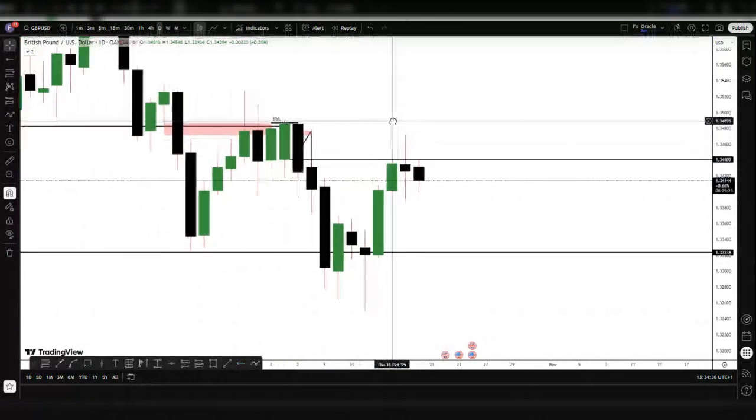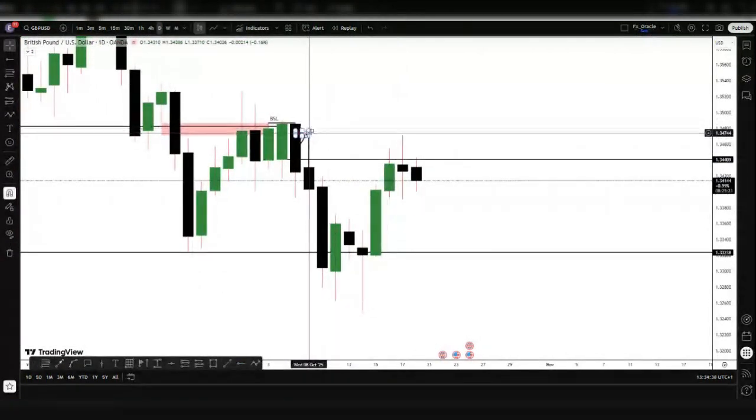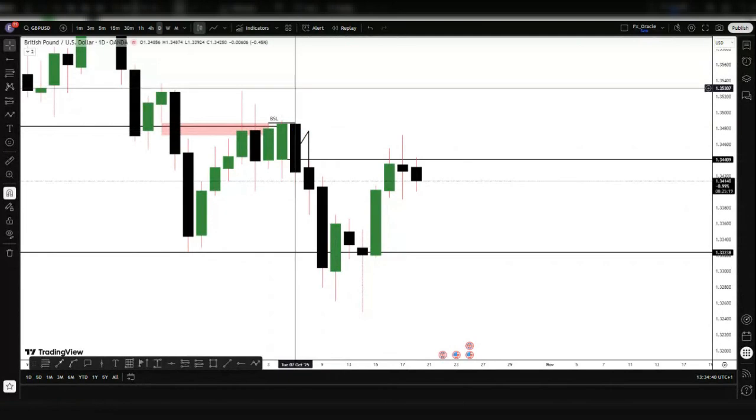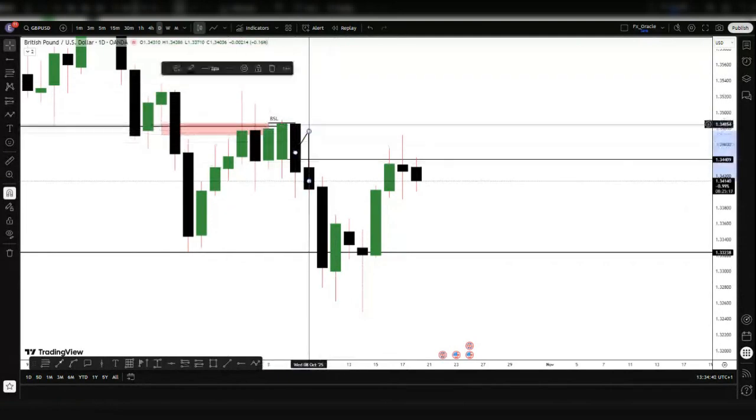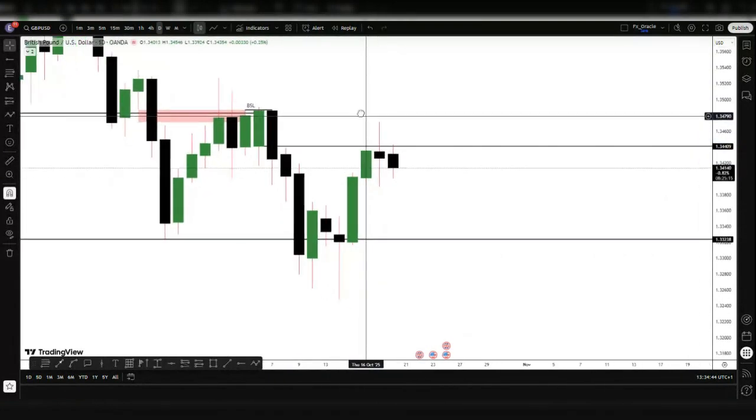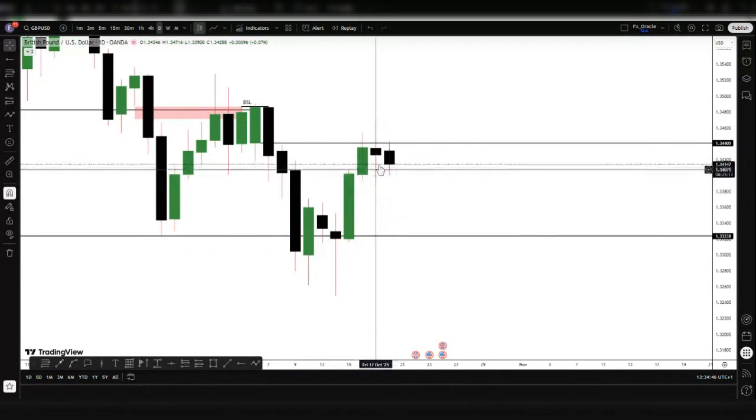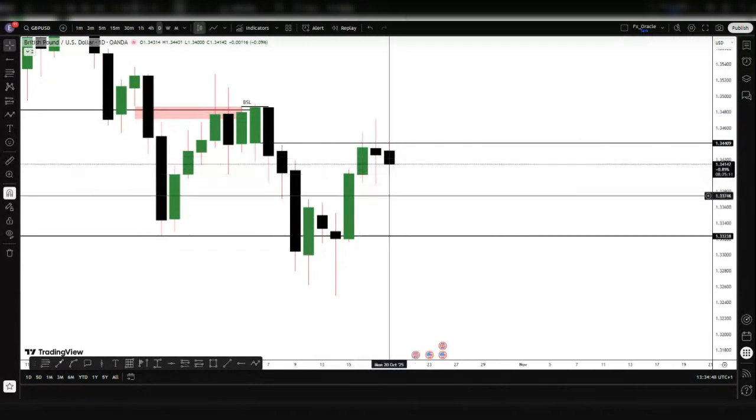Very nice daily order block. And as this projection played out as we analyzed over the last week or so, currently this week this is the same thing I'm looking out for. I want to see it drop down.